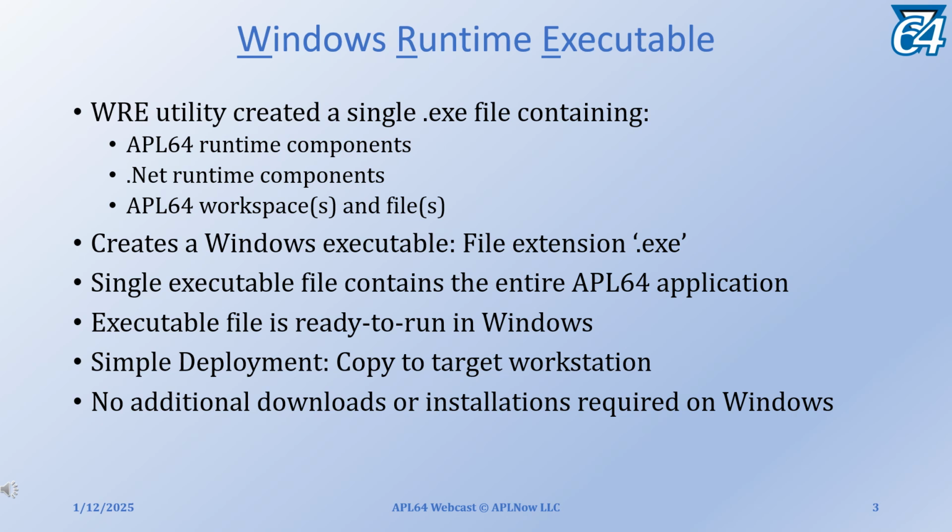The WRE creates a .NET exe format file. The single executable file contains the entire APL64 application. The executable file is ready to run in the Windows desktop environment. The executable file is simply deployed by copying it to the target workstation. There are no additional downloads or installations required by the application system end user. Run the executable file by double-clicking it.